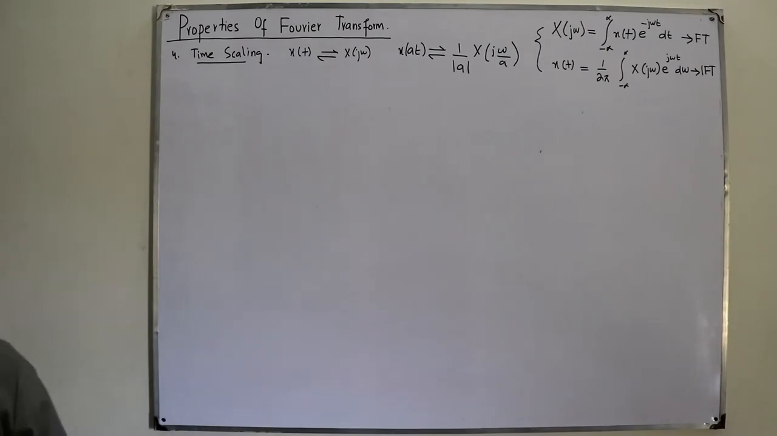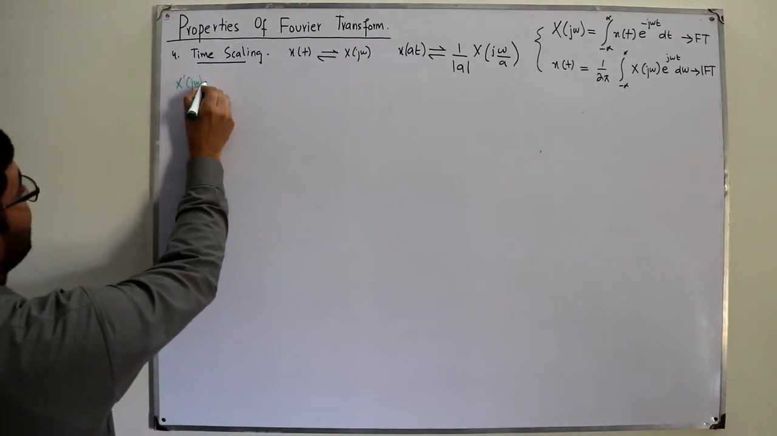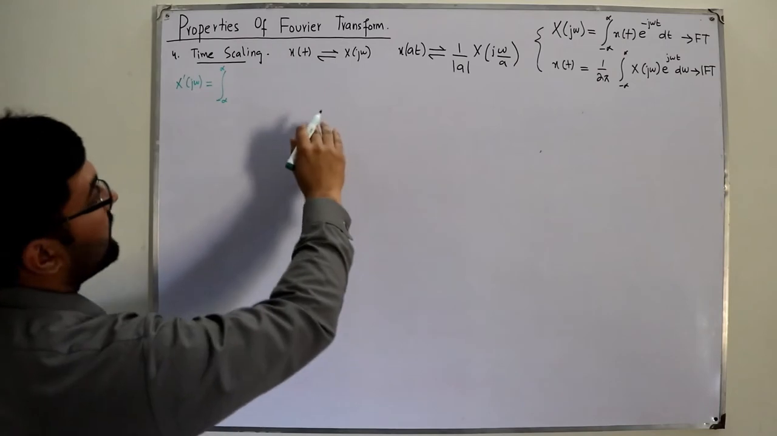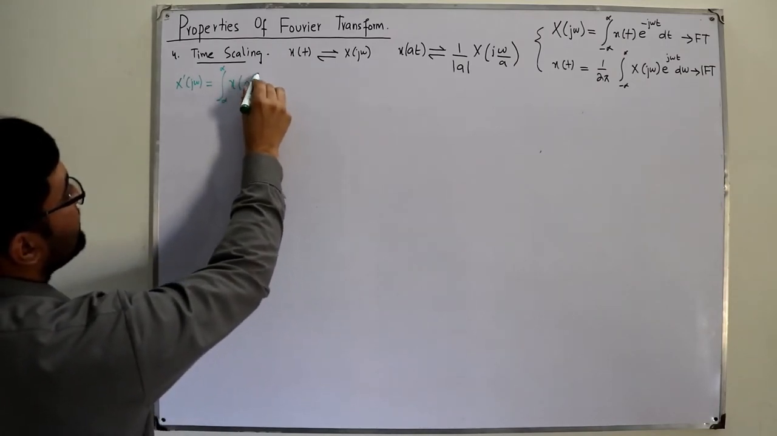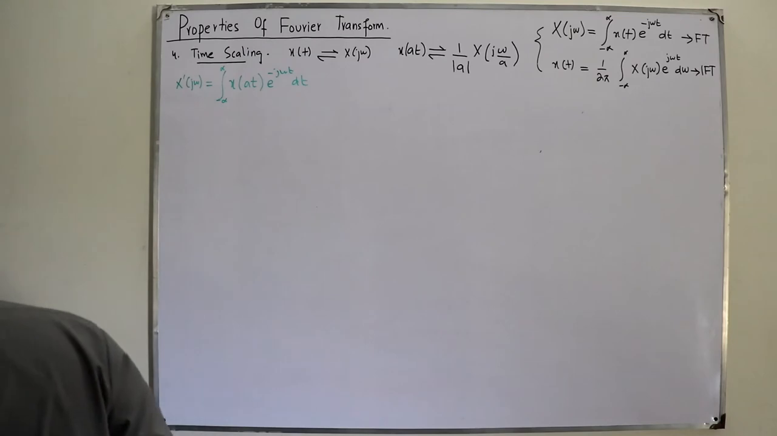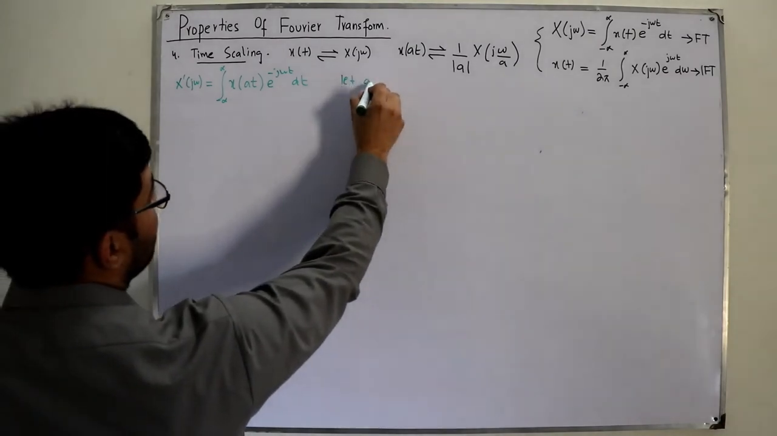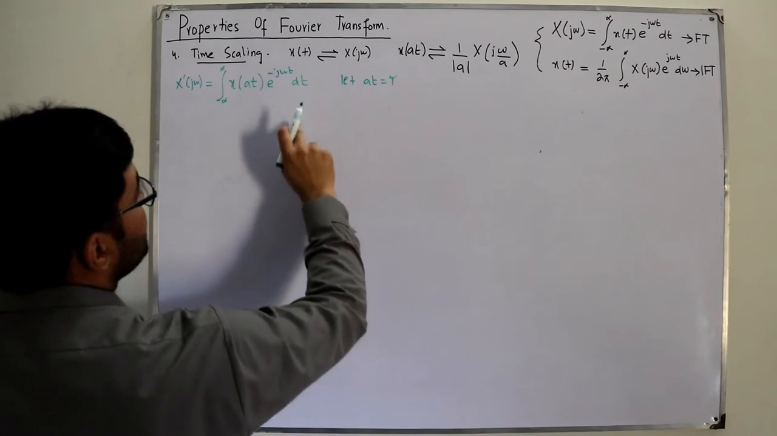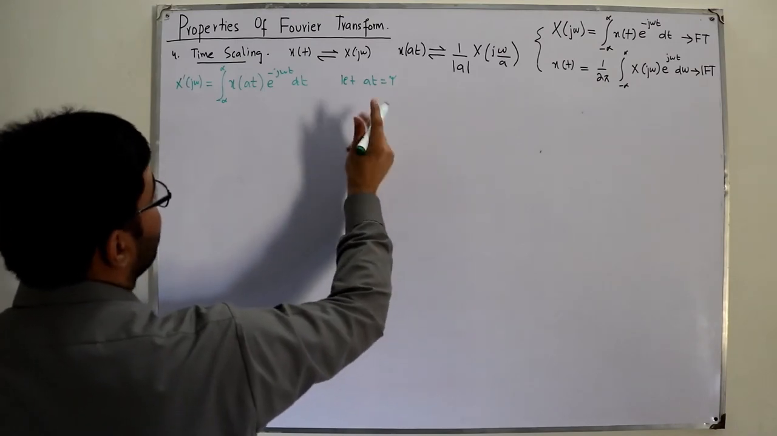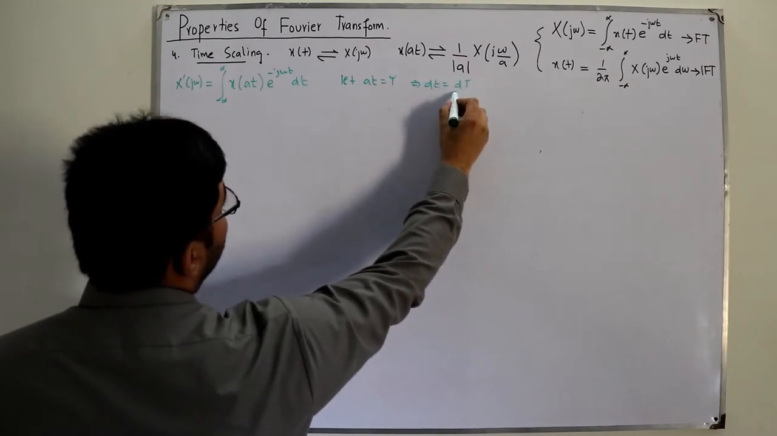So now what do we have? Let's say I name this x dash of j omega. And this would be equal to what? From this equation, you have negative infinity to positive infinity, x of a t multiplied by exponential of negative j omega t, integration with respect to t. Let's say I introduce a variable: let a t equal some variable tau, which means that dt would be equal to d tau upon a.